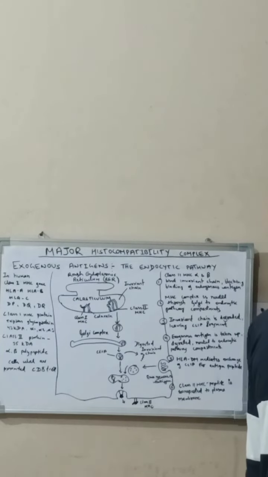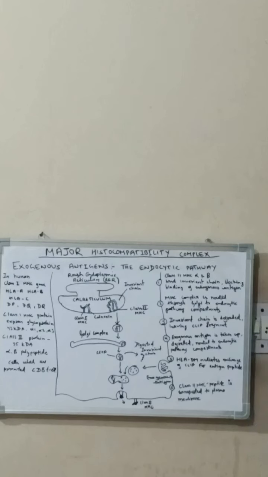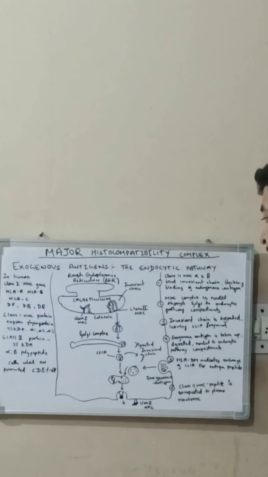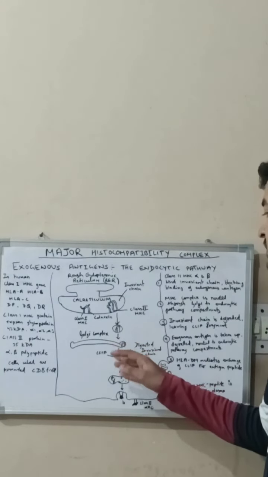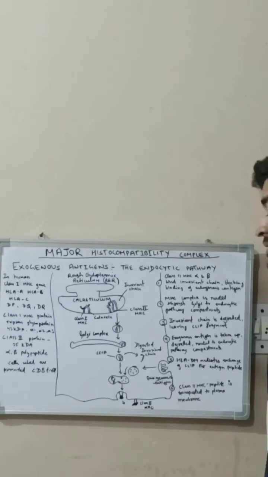So when class 2 MHC molecules are synthesized within the RER, they associate with a protein called the invariant chain. It serves as a chaperone, right? So the invariant chain is cleaved by proteases in the late endosome, however, a short fragment of the invariant chain, termed CLIP, remains bound to the MHC2 molecule. After going to the Golgi complex, the CLIP is resistant to proteolytic attack.